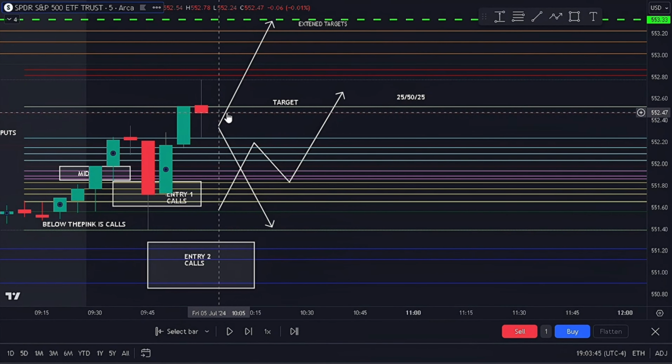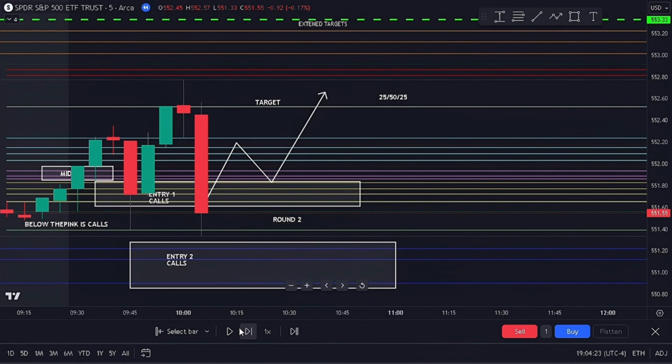Or maybe it goes down to entry 2, and now we're adding a lot more. Let's see what happens. Okay, so we get a nice little flush down. 10 a.m. Sorry, it's 10:05, so maybe there was some news here and then dropped it. So you can either take some for your round 2 position, or as I like to recommend for beginners, just wait till entry 2 is hit, because I call this the bread and butter move.